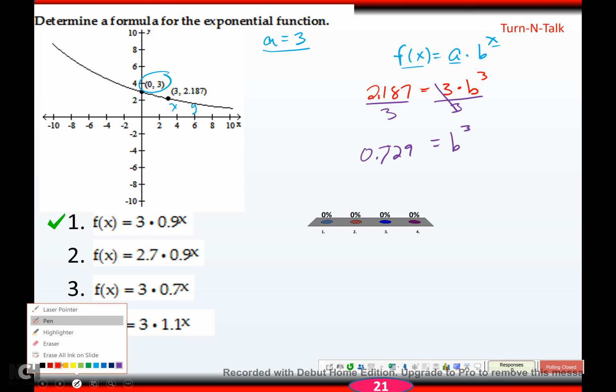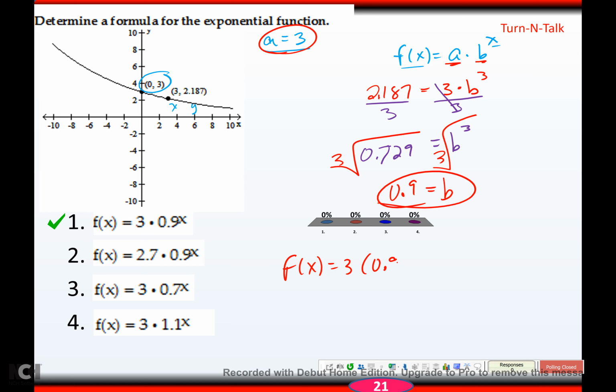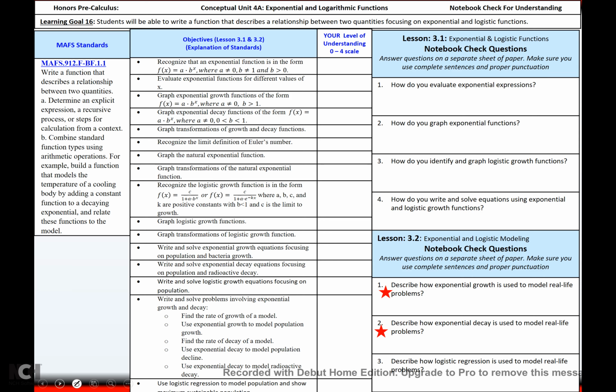All right, and then to kill the cube, we're going to take the cube root of both sides. So to do that, you're going to hit 3, math, 5, .729, and you get 0.9. So b equals 0.9. So now that you know a and b, plug them in here and here, and my function is 3 times 0.9 to the x. Okie dokie? All right.